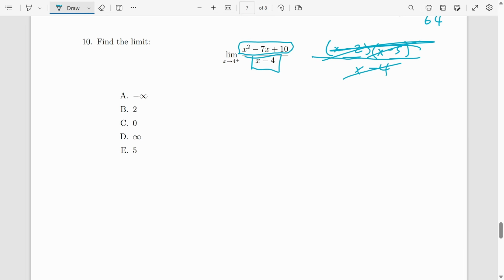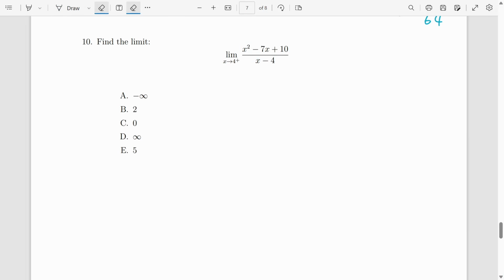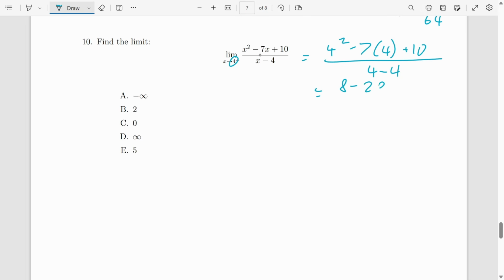So instead of doing that, I think we're going to do what I recommend doing at the start of all of these, which is just plugging in the value here, 4. So this will become 4 squared minus 7 times 4 plus 10 all over 4 minus 4. This equals 16 minus 28 plus 10 all over 0, which equals 16 minus 28 is negative 12, and then plus 10 is negative 2 all over 0.